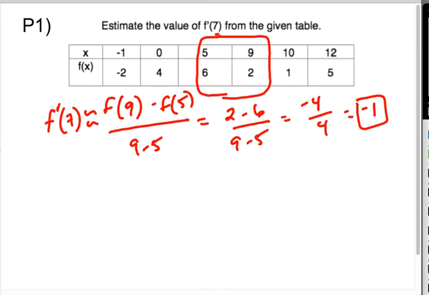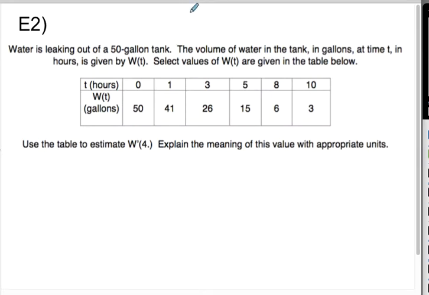All right, moving on. So now let's do one that has some context, because it's very likely on an AP that you're going to see a problem like this where there's some context for the problem. So water is leaking out of a 50-gallon tank. The volume of water in the tank in gallons at time t, which is measured in hours, is given by W of t. So this is my volume, right? W of t is volume. Select values of W of t are given in the table below. Use the table to estimate W prime of 4 and explain the meaning with units.